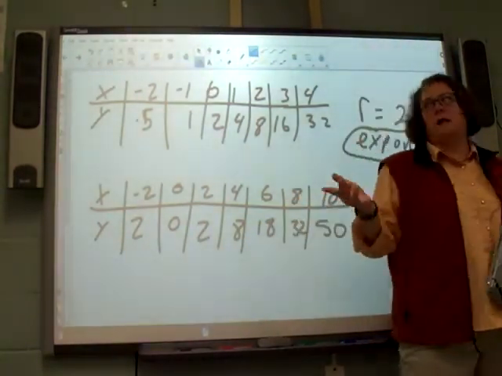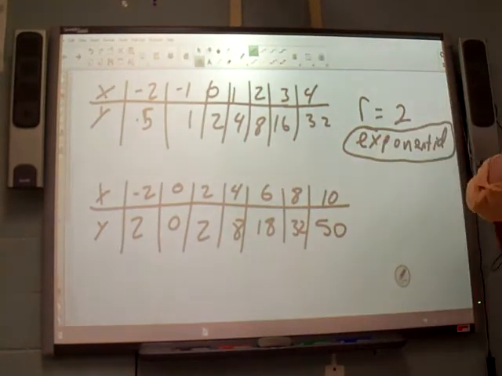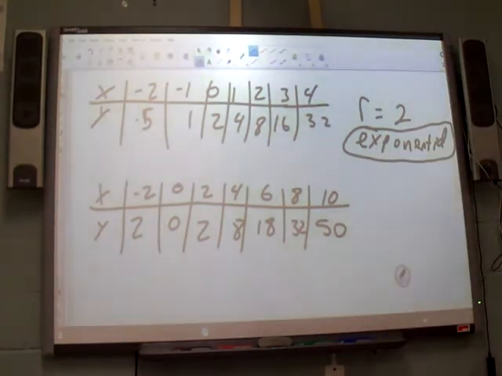So it can't be multiplied, so it can't be exponential. It's not add. We already said that. It's not linear. It's not exponential. So the next thing to check for would be that quadratic.